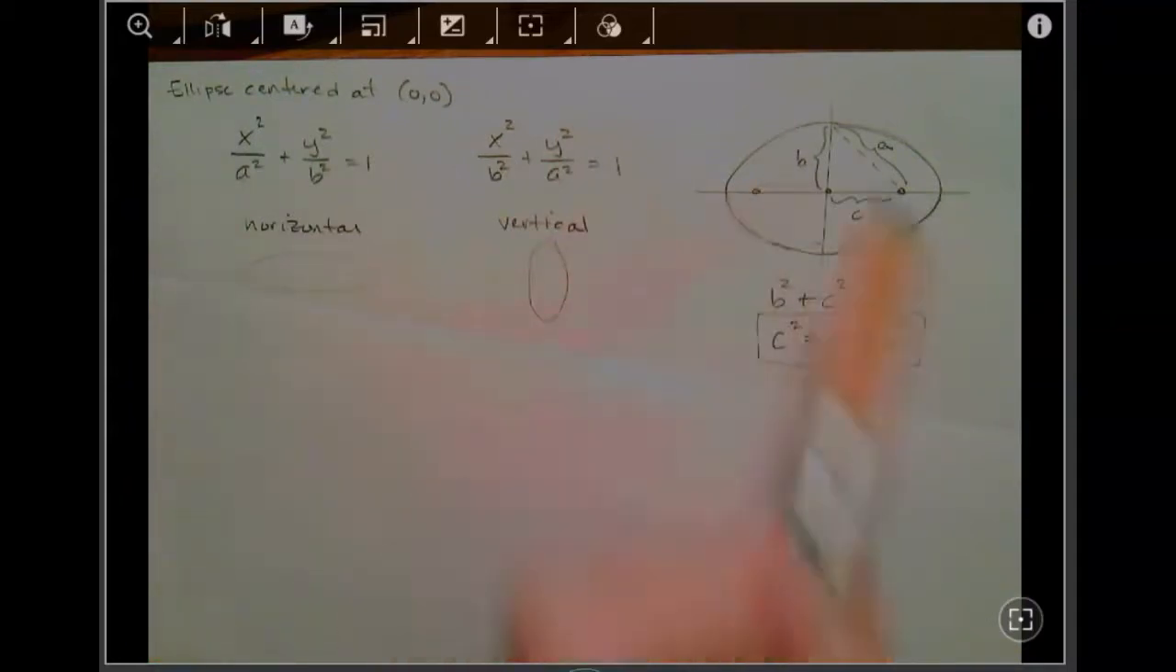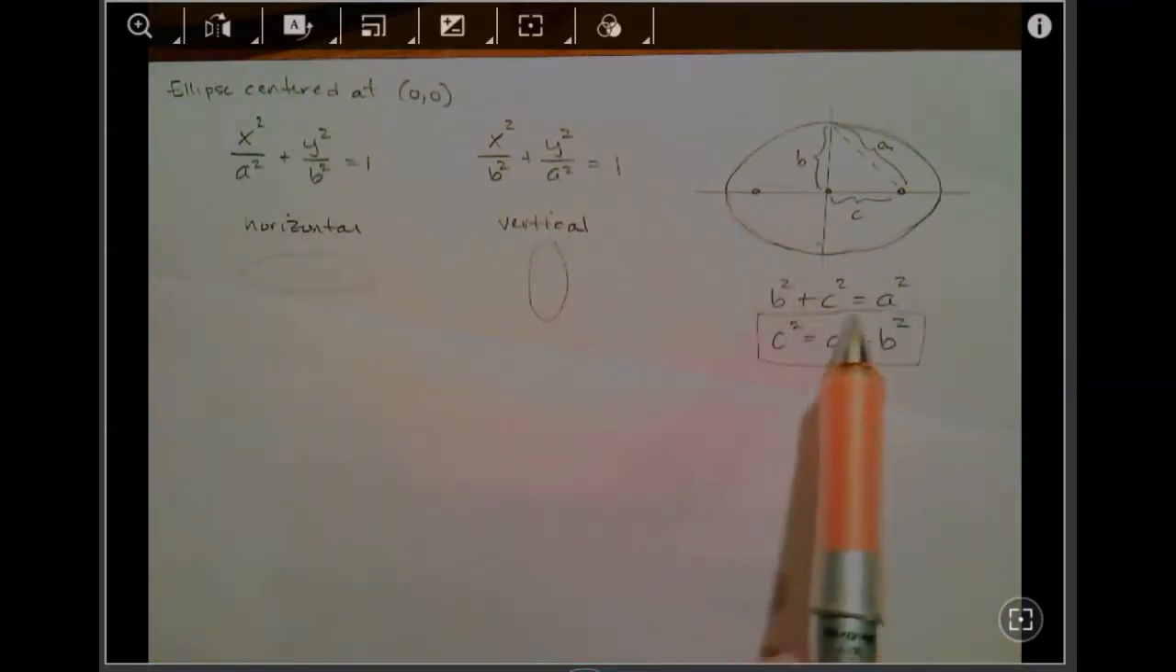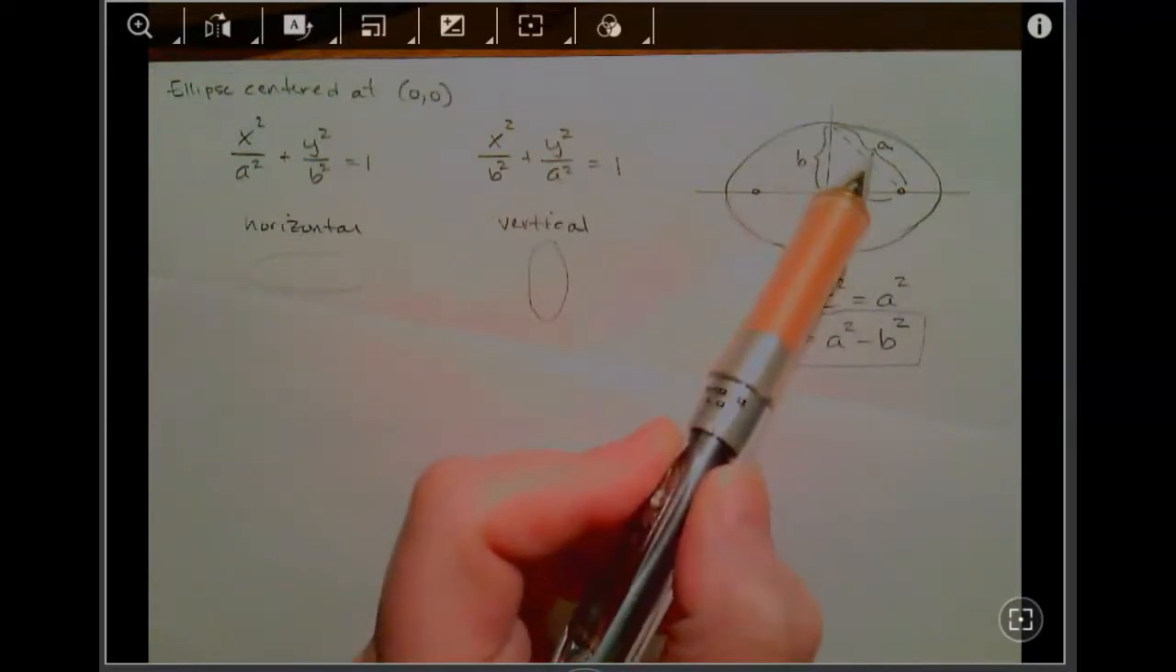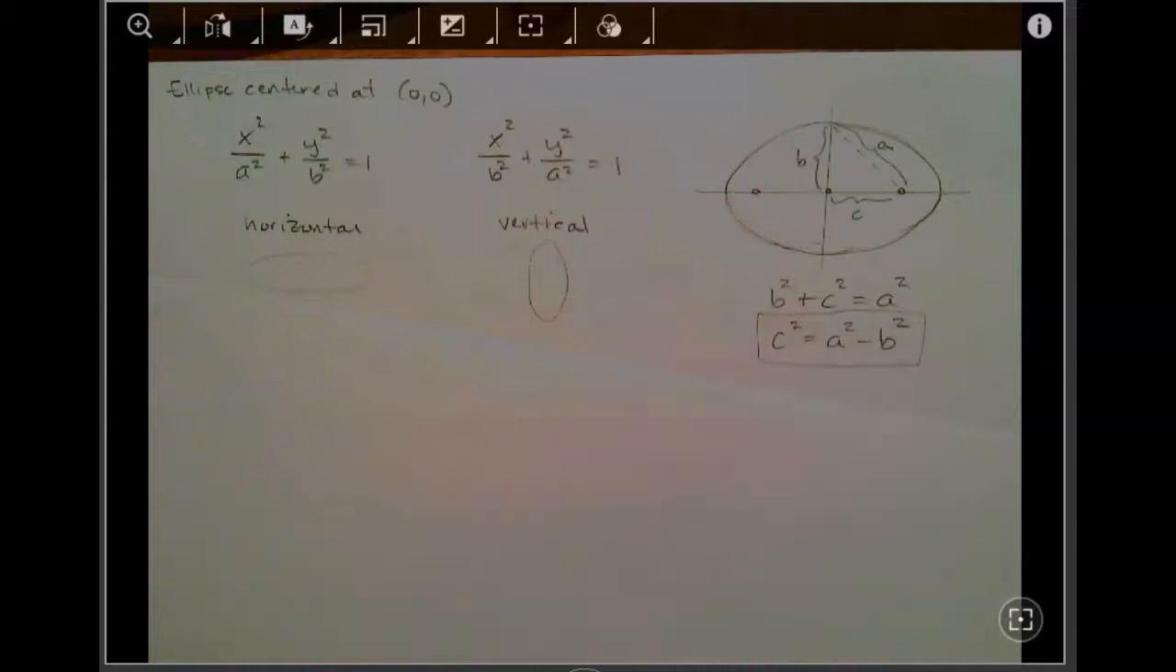And then just a recap of the fact from the end of the last video: c squared plus b squared equals a squared, which will actually lead us to this, which is what we're going to use in this form instead. So let's take a look at the first example.